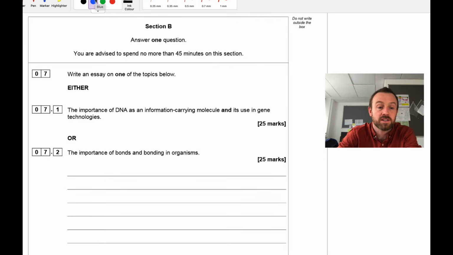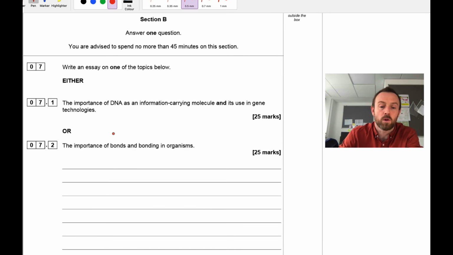Okay, question 7. This is section B, and it's the essay. You've got 45 minutes to write an essay. The first thing to do is to try and pick what essay is going to be the best for you. So just quickly have a think about the two. We've got the importance of DNA as an information-carrying molecule and its use in gene technologies. Okay, there's lots of things that spring to mind about that. And then we've got the importance of bonds and bonding in organisms.